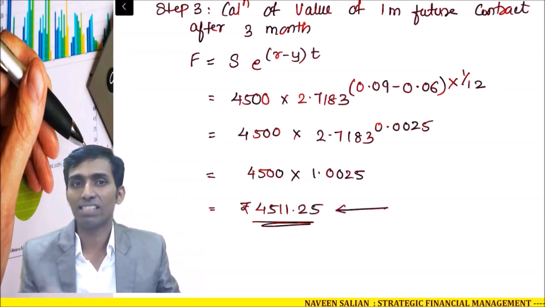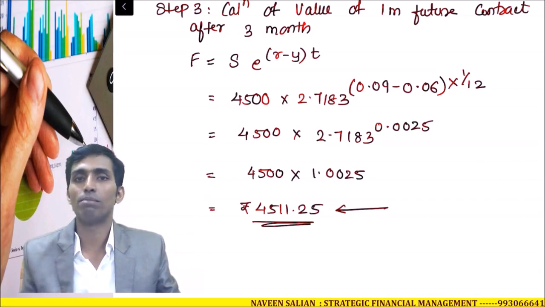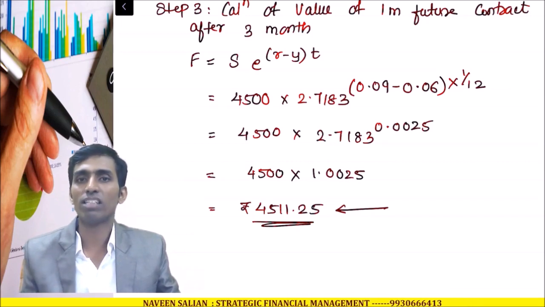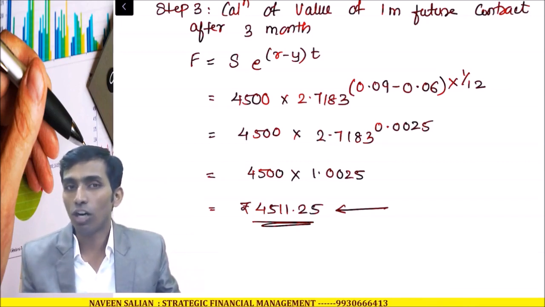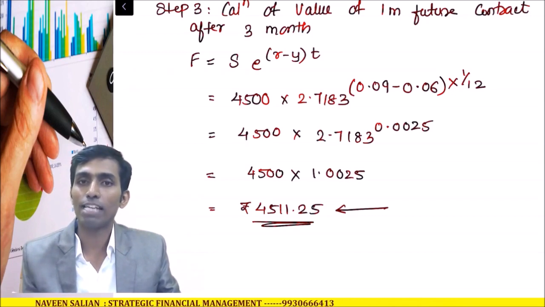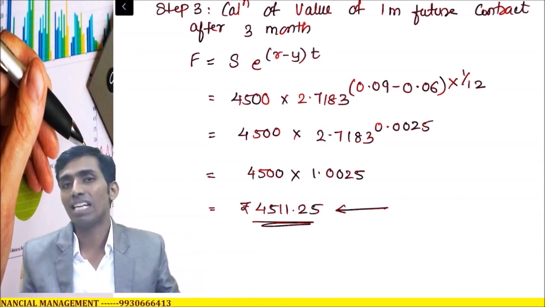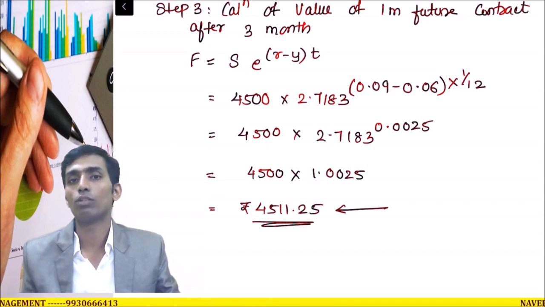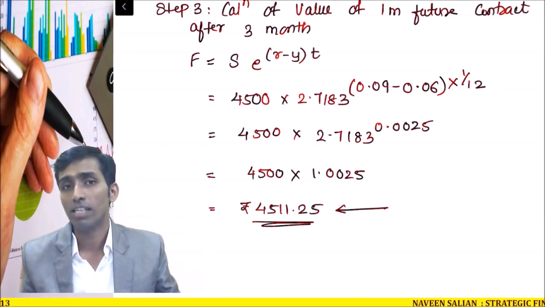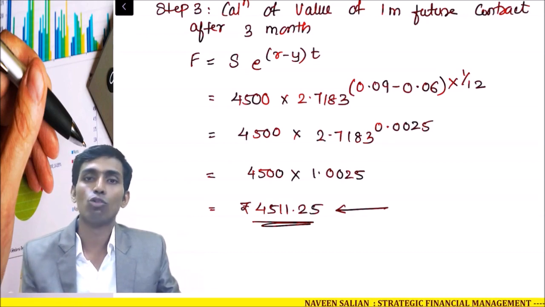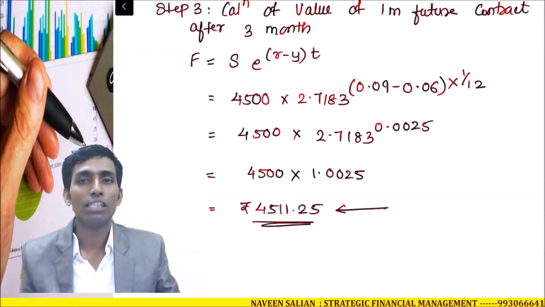Understood? Now please understand, you have already sold something for 5050, right? And you have bought a new thing for how much? At the end of the 4th month you have a contract to buy at 4511.25, and you have already sold at 5050, meaning in one contract you will sell at 5050 and in one contract you will buy at 4511.25 at the end of the 4th month. So please understand, very easy question. You have bought for a lesser amount and sold at a higher amount, so obviously it will be a gain.